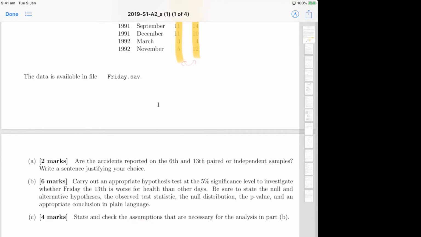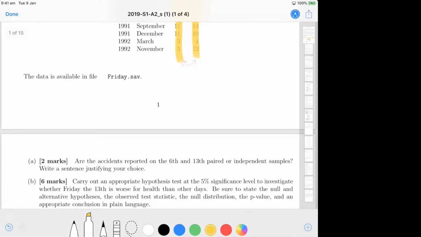So what is the question asking us? Part A is asking us, are the accidents reported on the 6th and 13th paired or independent samples? Are they paired or independent samples? Write a sentence justifying your choice. Okay, how do we do that?